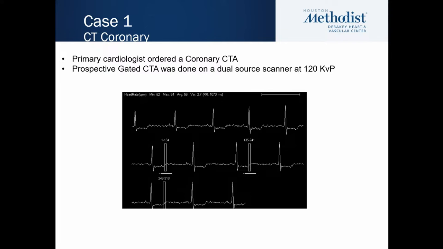What does the planning scan show? The planning scan did show some calcifications, but not a calcium score above 1,000. It was lower than that, I think 200 or 300. But even with that variability, wouldn't you expect to get a motion-free image in the 70 to 80 phase? The variability is not that significant. Yes.